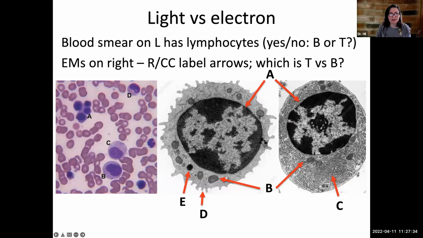Okay. Now let's have a look at some cells maybe you care more about. These are blood cells. These are lymphocytes. Now on the left is a blood smear. What are all these little pink circular guys in this field of view? Yeah, this is a blood smear. These are red blood cells.